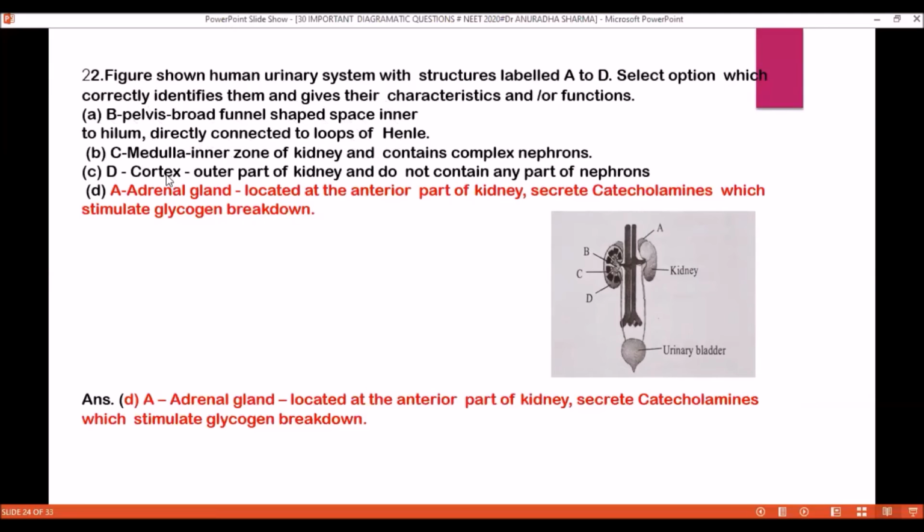D is cortex, which is the outermost part of the kidney and does not contain any part of the nephron. And last is A, adrenal gland, which is located at the anterior part of the kidney and secretes catecholamines which stimulate glycogen breakdown. So we can see that A is the adrenal gland, located at the anterior part of the kidney, and this stimulates the glycogen breakdown. So option D is correct.